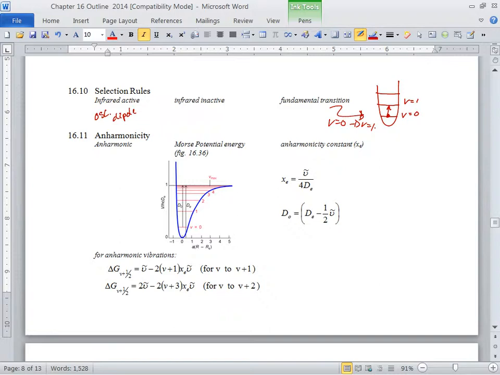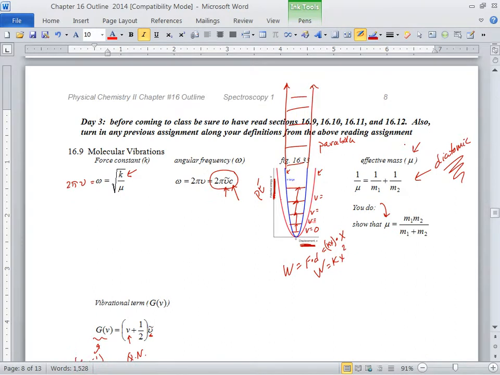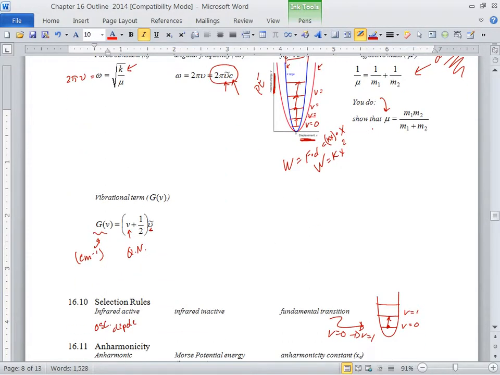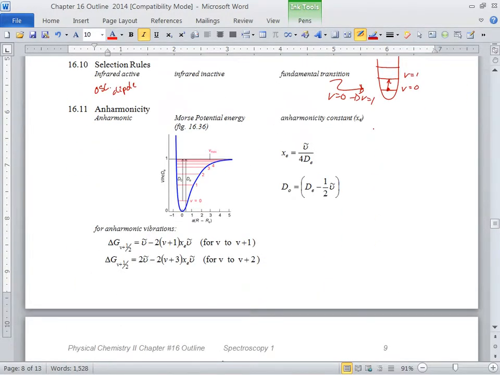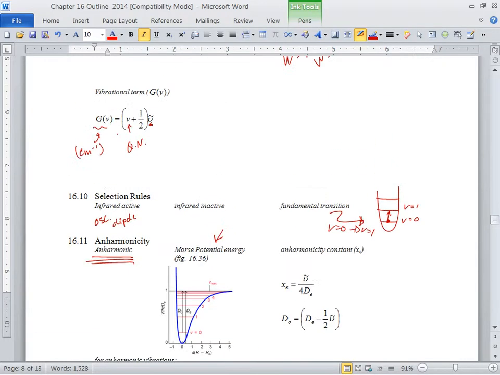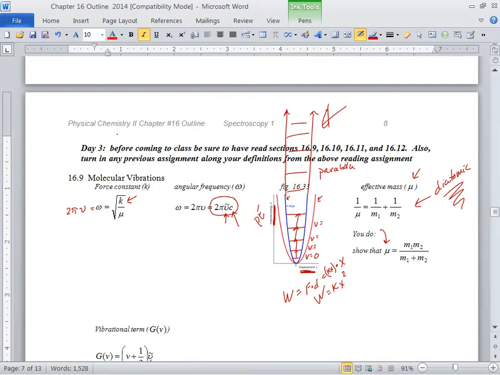So we have a problem, though. We can't break our bond with that type of depiction of the energy well. So let's use a different energy well to describe the motion of this vibration, the Morse potential energy. The fancy word for this is anharmonic. You get rid of the an, harmonic motion, well, that's this. That's that kind of well.